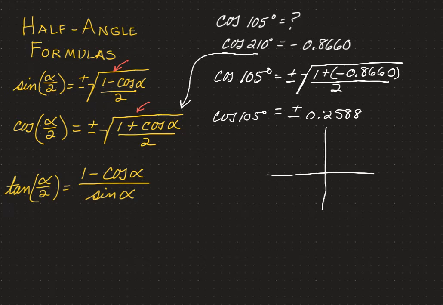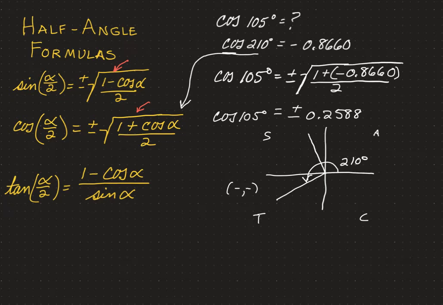105 degrees. Let's take a look at where 210 is first. 210 is down here, and the cosine in the third quadrant, all students take calculus, is negative because you have a negative x value and a negative y value, and the hypotenuse is always positive. You will always have a negative cosine in the third quadrant. But we're not there. We're in the second quadrant with this.